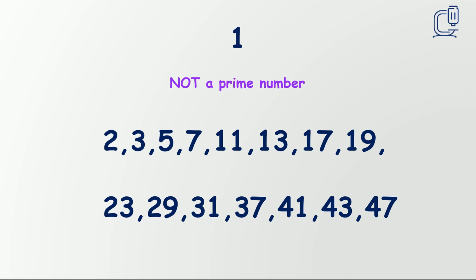So finally, let's talk about the number 1. Why is the number 1 not a prime number? Well, the number 1 only has one factor, itself, whereas the definition of a prime number is that a prime number has 2 factors. So it is not a prime number. The first 15 prime numbers, which would be helpful for you to remember, are listed here.